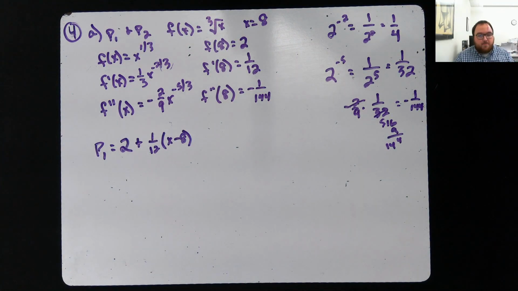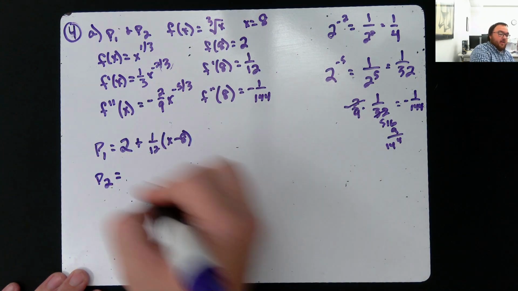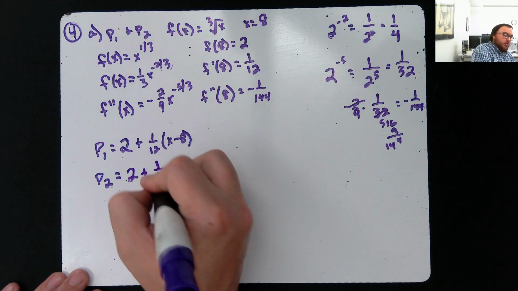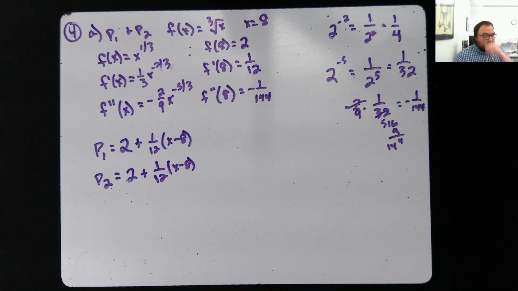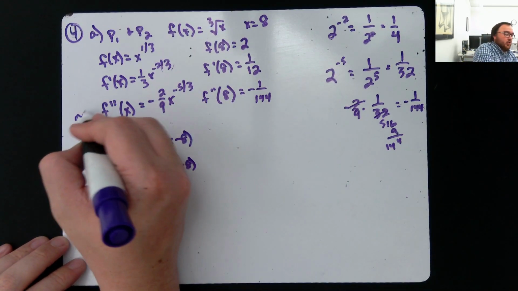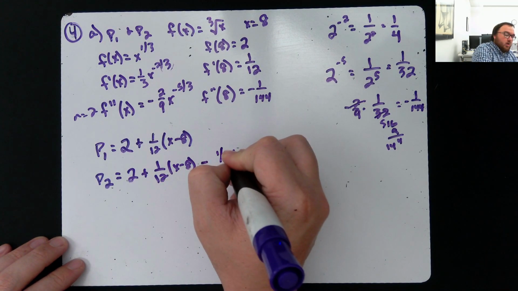That is P1. For P2, it's the same thing. It's going to start with the same two terms. I'm just going to add a third term. So remember, this is where n equals 2. So what I got was negative 1 over 144.